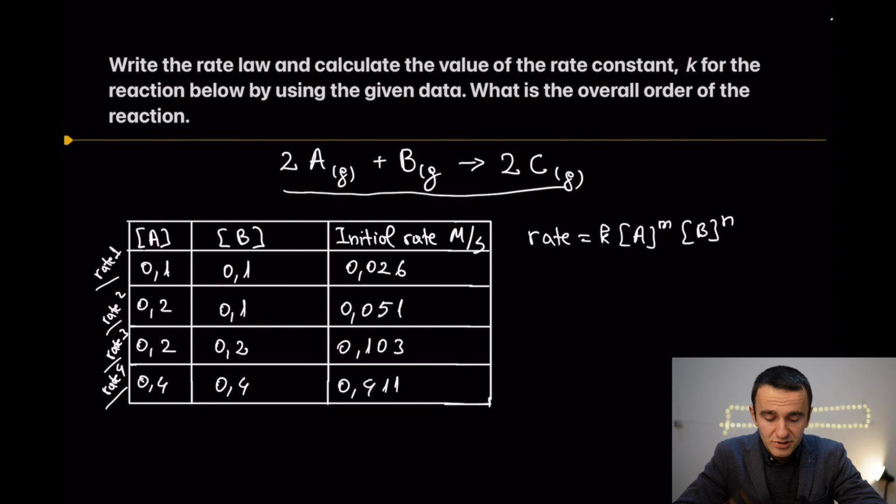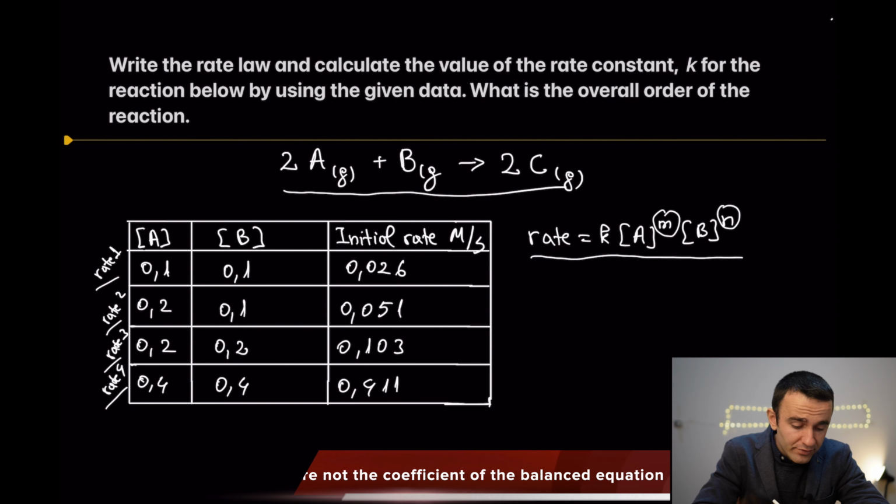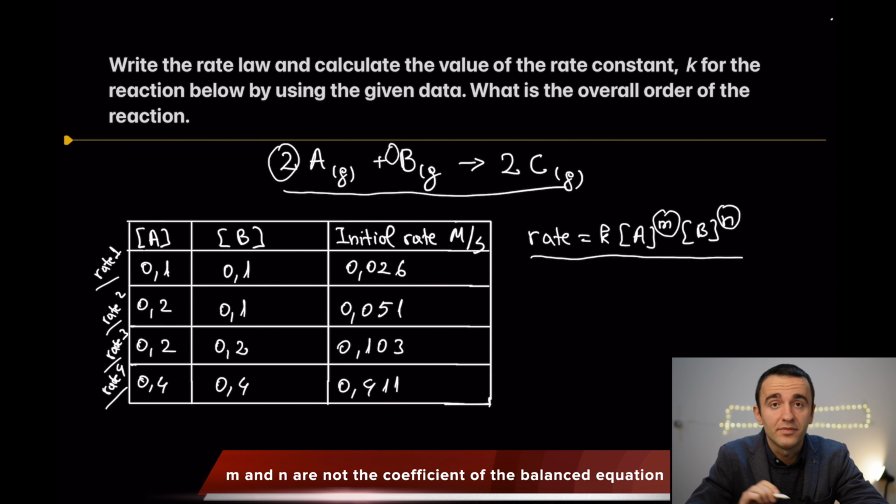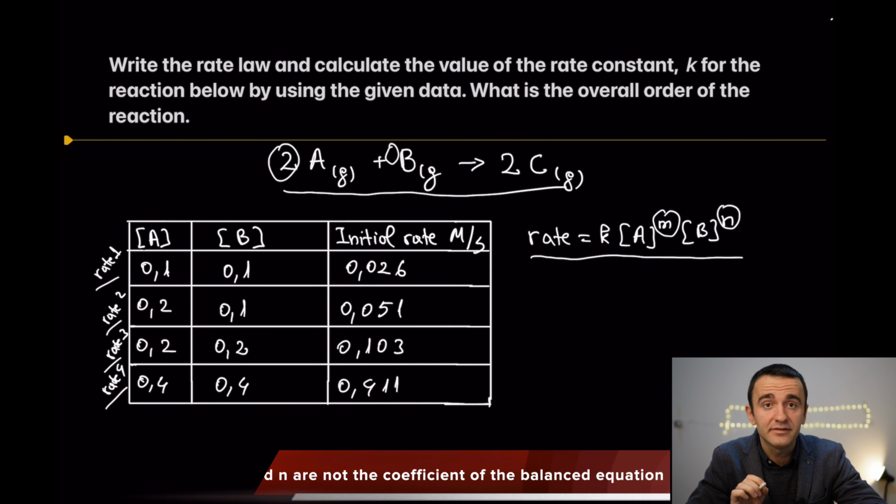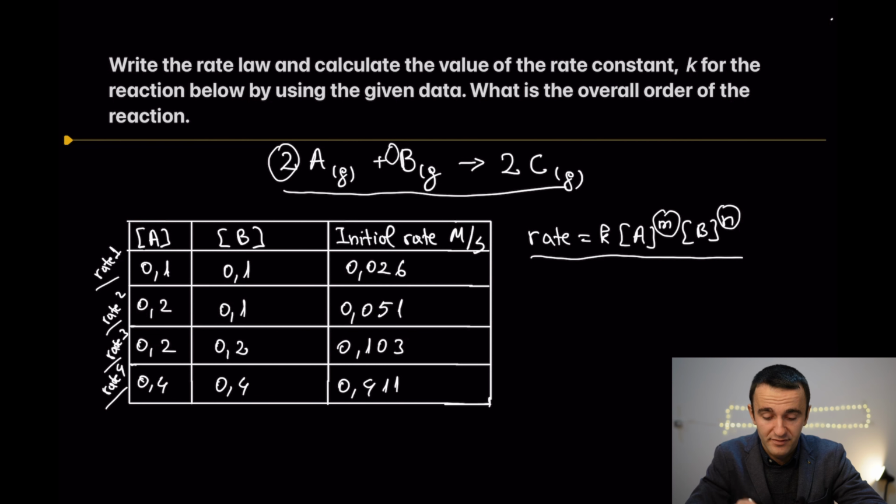First, we are going to write the general rate law, that is this one. Be careful, this m and this n are not the coefficients in the balanced equation. They are determined experimentally. They determine the order with respect to A, m, and with respect to B, n. Sometimes, by coincidence, it may happen that they are the same as in the balanced equation, but it's just a coincidence. It's not like they are like that all the time.